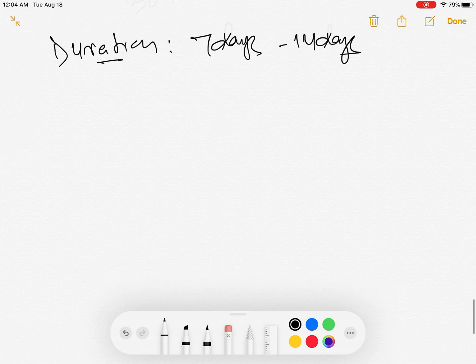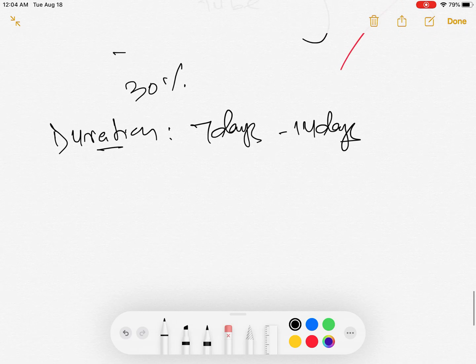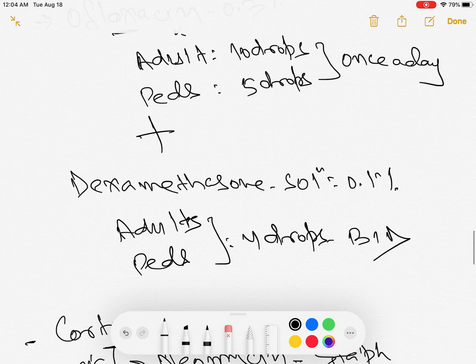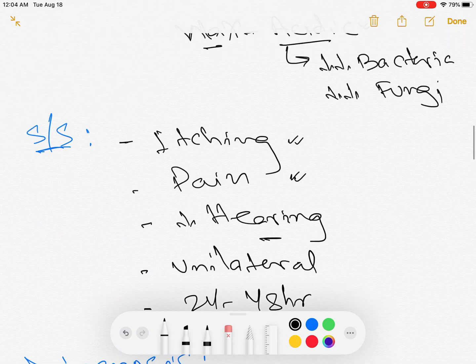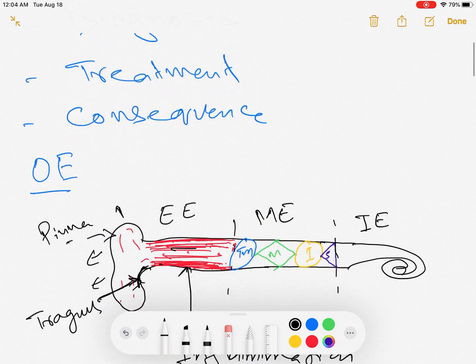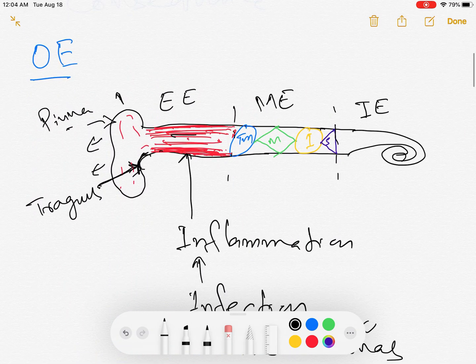Okay, well, how about the wick placement? Every now and then you will have to put in a wick. What is a wick? In the very severe situation where your ear canal is so swollen that it is almost swollen shut, when you put the eardrop in, it's not going anywhere, mainly because it's so swollen. So then you want to put a wick in the ear canal.